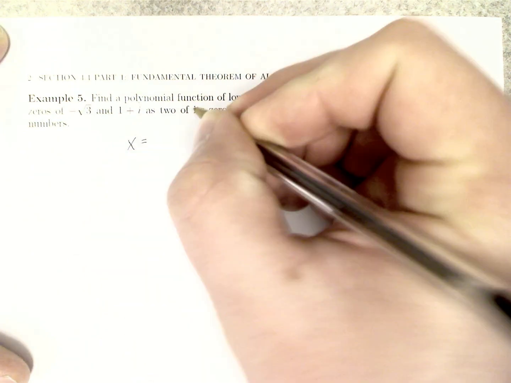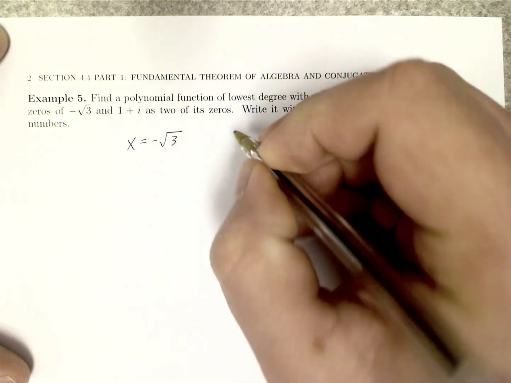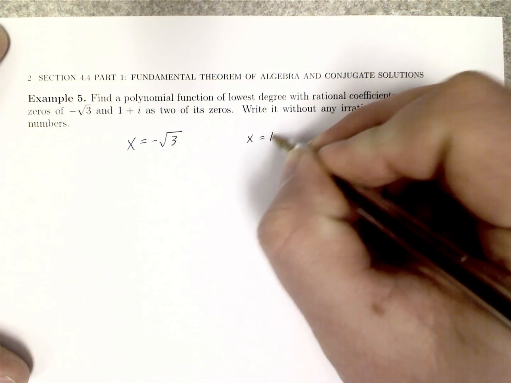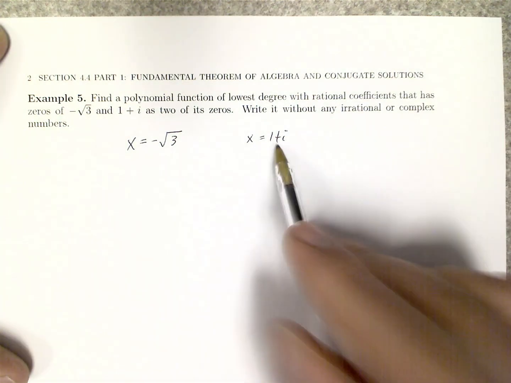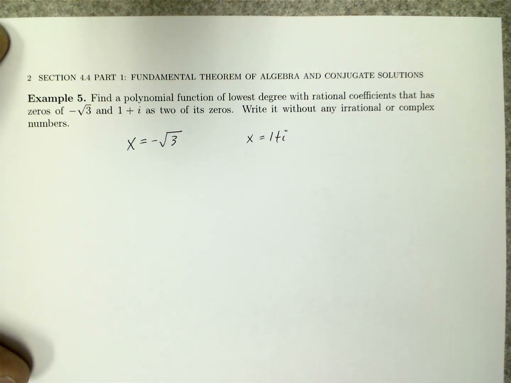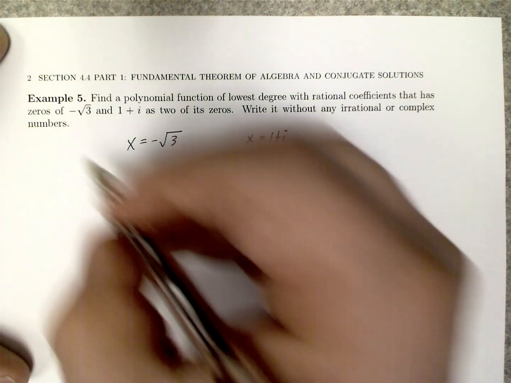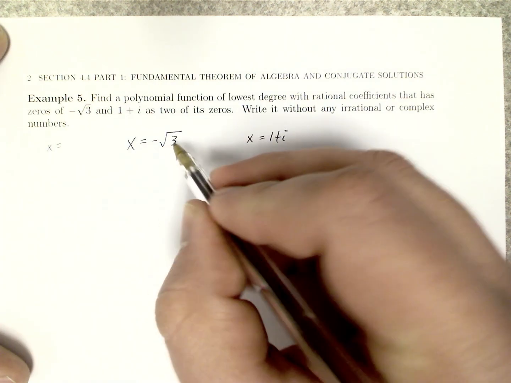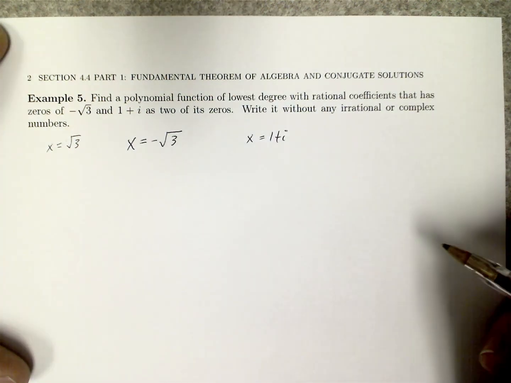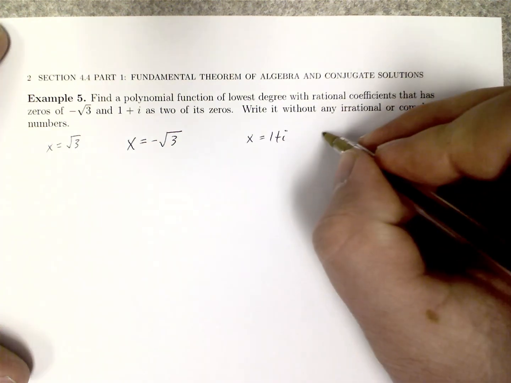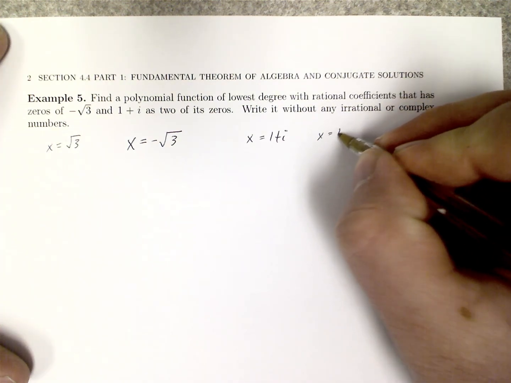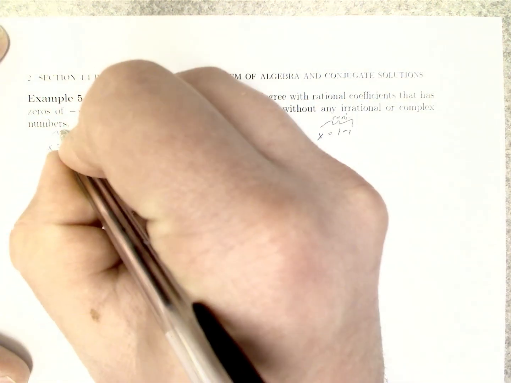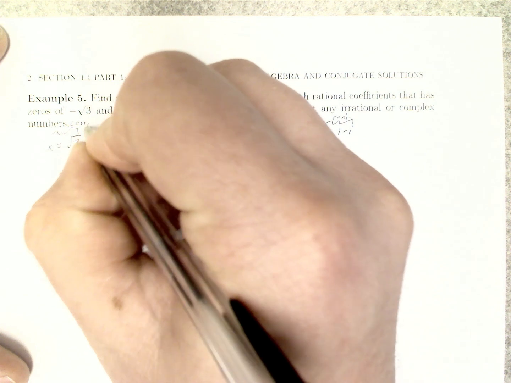So again, just like what we've been doing, x equals negative the root of 3 and x equals 1 plus i. So those are zeros. But remember, for each of these, they have to have a conjugate. So if this is negative the root of 3, the conjugate is positive the root of 3. If this is x equals 1 plus i, the conjugate is x equals 1 minus i. So we'll highlight which ones are the conjugates.